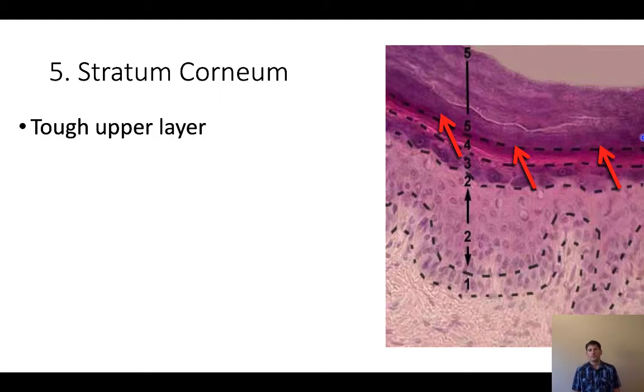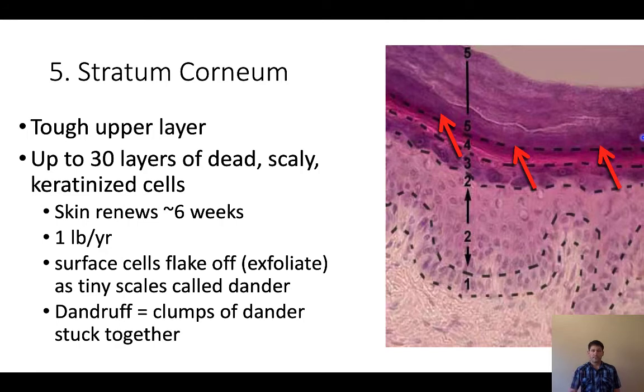This is our tough upper layer, and it's real thick comparatively to all of our other layers. So it's up to 30 cells thick, and it renews about every 6 weeks. So the skin you look at right now on the surface of your arm will be new in 6 weeks from now. There's some estimates that you slough off about 1 pound of skin a year. Kind of cool or gross, depending on what you want to think about. If you're a dust mite, that's awesome because you've got a lot to eat.